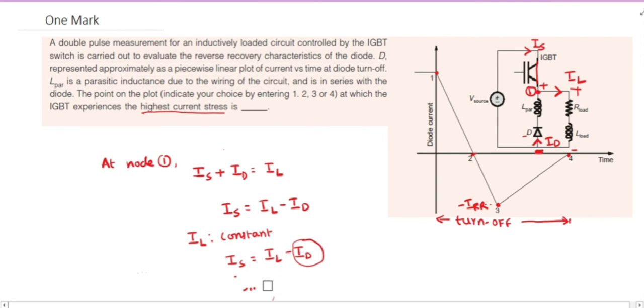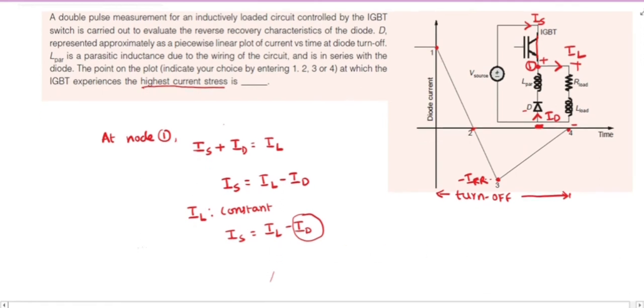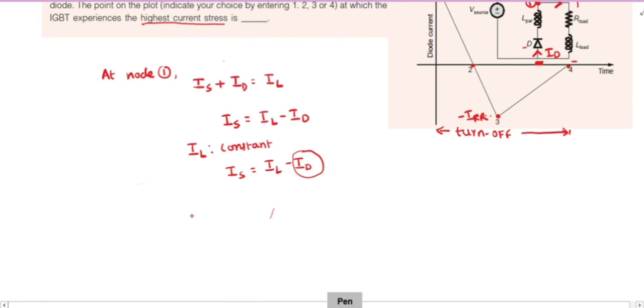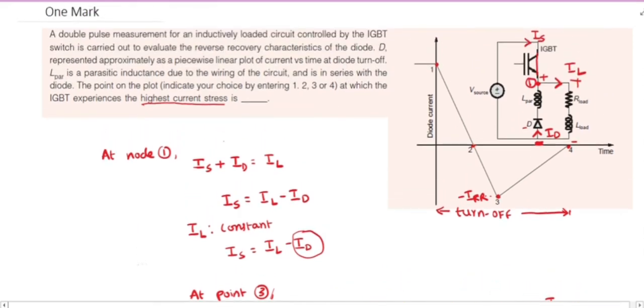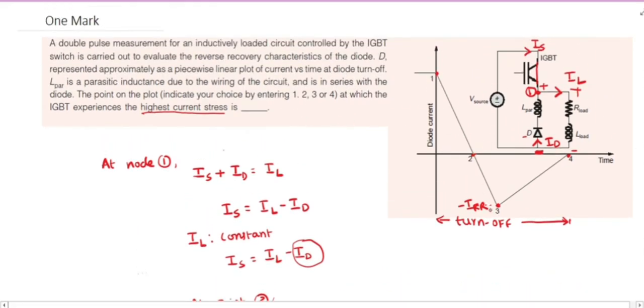So let me write like that. At point 3, what is the I_S? I_S becomes I_L. What is I_D? I_D is minus I_RR, so simply it is minus I_RR. So what happens? This becomes I_L plus I_RR, which will be the maximum. This becomes the I_S maximum. So where do you get the maximum current stress through this IGBT? You will get it at point 3. So what is the answer here?